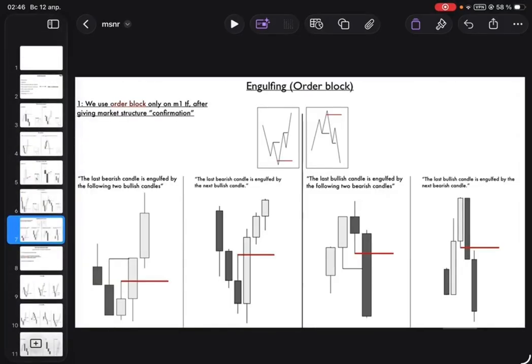The next one is the order block. We use the order block only and only on the M1 time frame, that is, after the market structure gives confirmation.